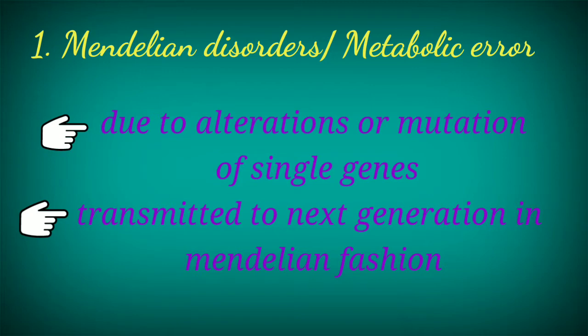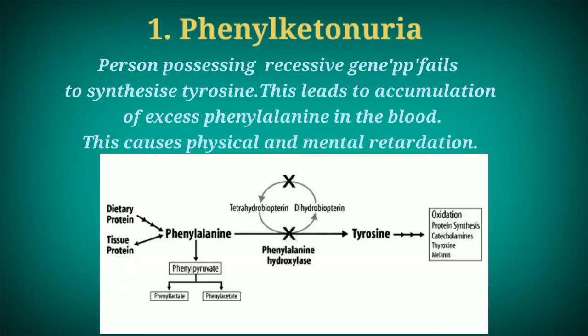Now, let's discuss what are such Mendelian disorders that we can see in human beings that cause genetic diseases. These diseases are not caused by any kind of pathogen, but are completely genetic in their behavior. That is why these are called genetic diseases. So let's start with phenylketonuria. Phenylketonuria is a Mendelian disorder which is caused because of the alteration of a single gene.